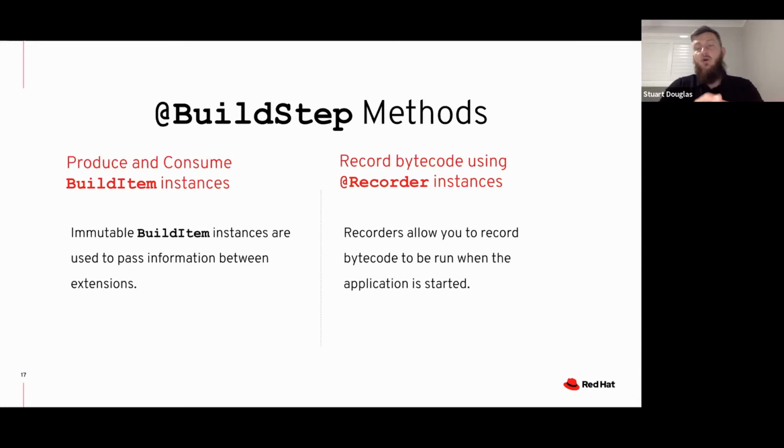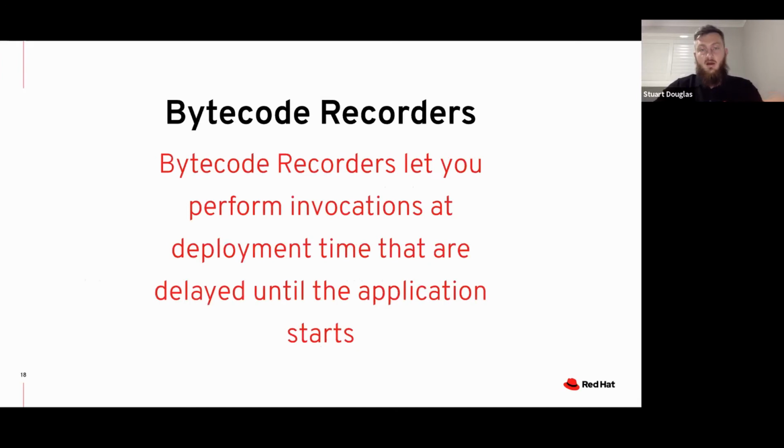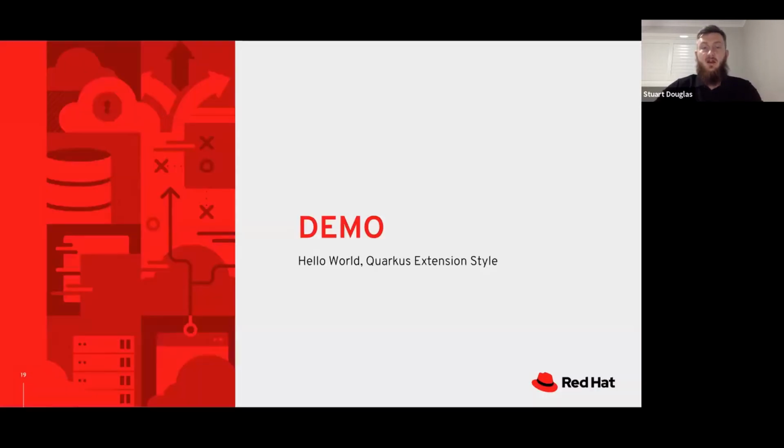We can also record bytecode using recorder objects. These allow you to record specific actions that happen when the application is started. Basically, they let you perform normal looking Java invocations at deployment time that don't actually get run at deployment time. They get deferred until the application starts. The best way to show this is with some code, so I'm going to get into a bit of a code example.